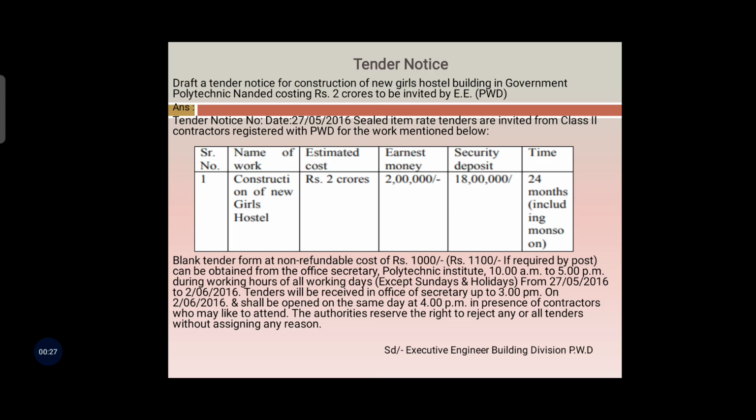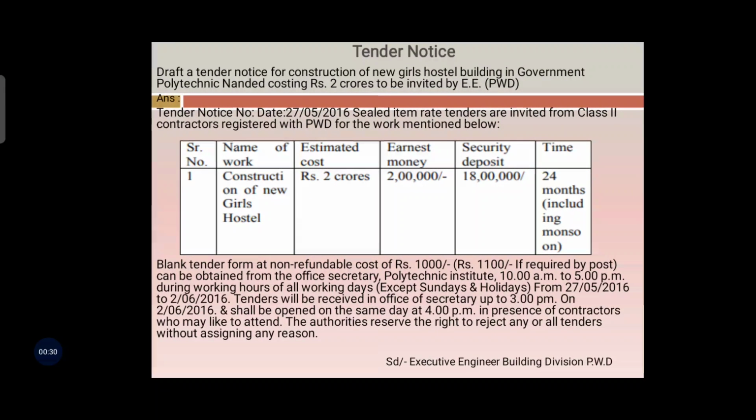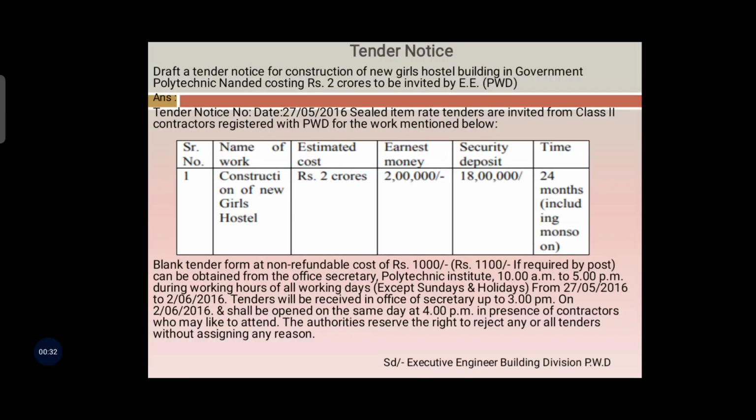So this is the format you can see here, the format we use while writing a tender. The first example is writing a tender notice for construction of a new girls hostel building in Government Polytechnic Nanded, costing rupees 2 crores, to be invited by the Executive Engineer, that is your PWD. Okay, so this comes in your paper for 4 marks or 8 marks: write a tender notice.